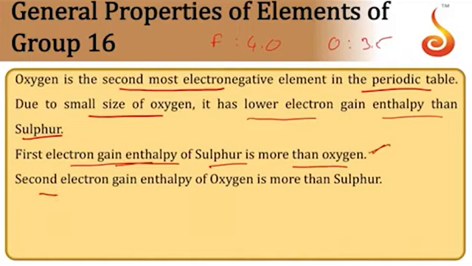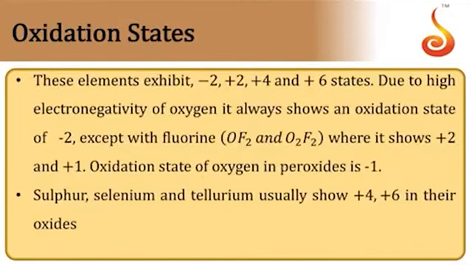When you go to the second electron gain enthalpy, oxygen has more when compared to sulfur, because the O minus ion requires more energy to add one more electron. So first electron gain enthalpy, sulfur is more than oxygen. Second electron gain enthalpy, oxygen is more than sulfur. These are the important properties and general characters of these elements.